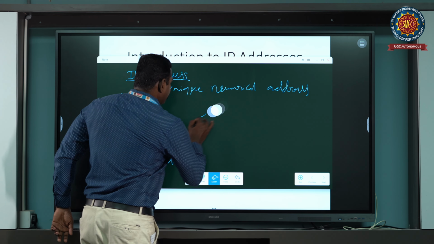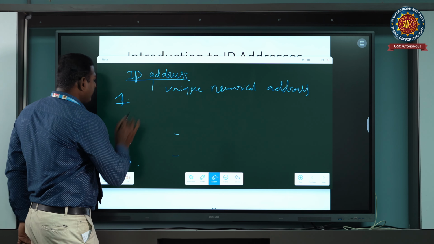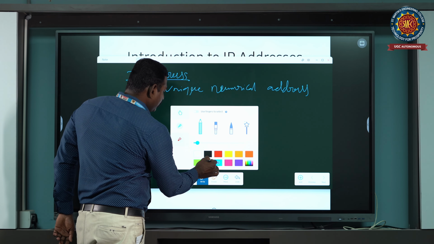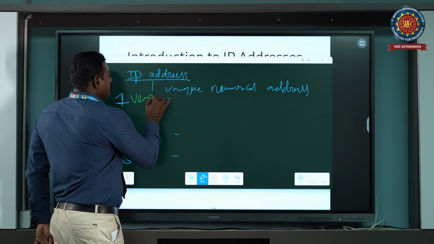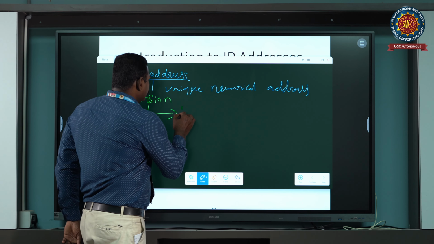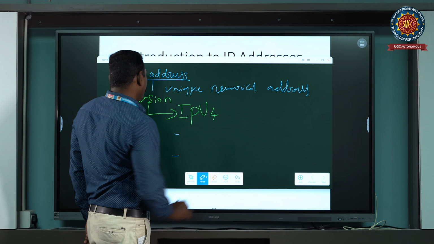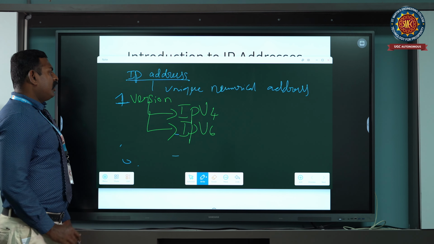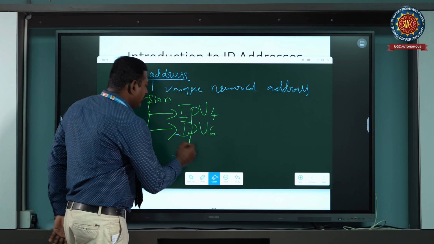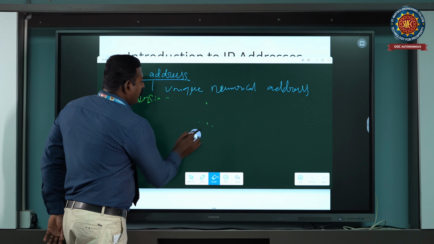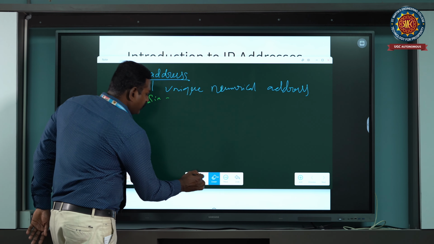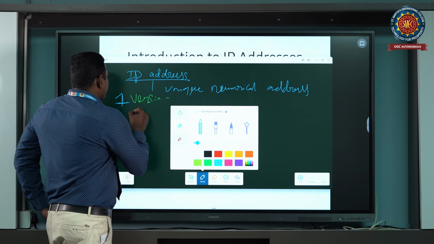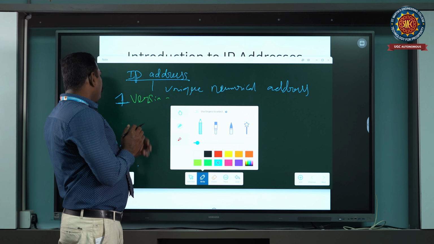One by one we can see. First one is version. In version, IPv4, currently we are all using IPv4. Another one is IPv6. These two are the versions. Then range and size. First one, version, has been completed.